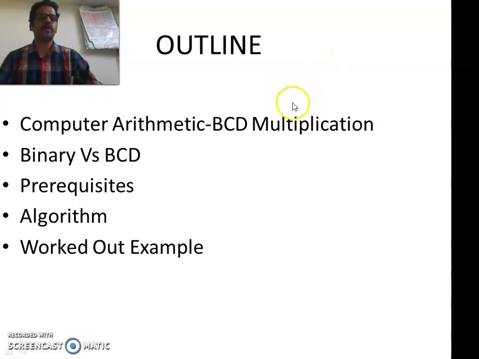This is the outline for our today's discussion. We are going to discuss the BCD multiplication algorithm under the unit Computer Arithmetic. These are the subheadings that will help us understand the BCD multiplication process in a better way. First, we will discuss the difference between binary and BCD and why we need to go for BCD arithmetic operations. Then we will discuss the prerequisites for performing BCD multiplication. Then the algorithm of BCD multiplication, and finally we end the session with a worked out example.